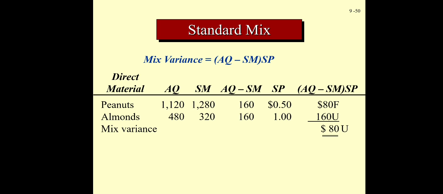Almonds: the actual quantity is 480. Standard mix is 320. Actual quantity minus standard mix is 160. Standard price is $1. The variance is $160 unfavorable. So the mix variance is equal to $80 unfavorable. Why $80 unfavorable? Because the unfavorable variance here is higher compared to the amount of favorable.